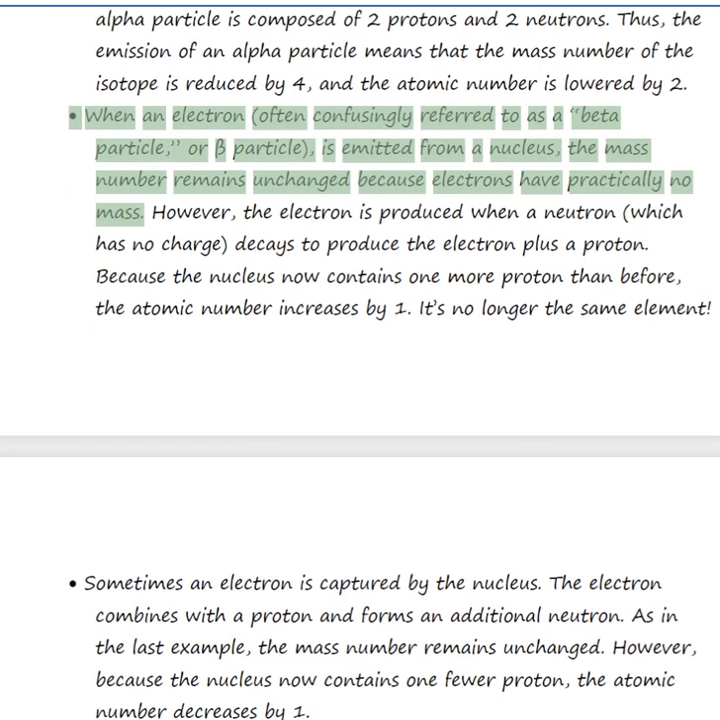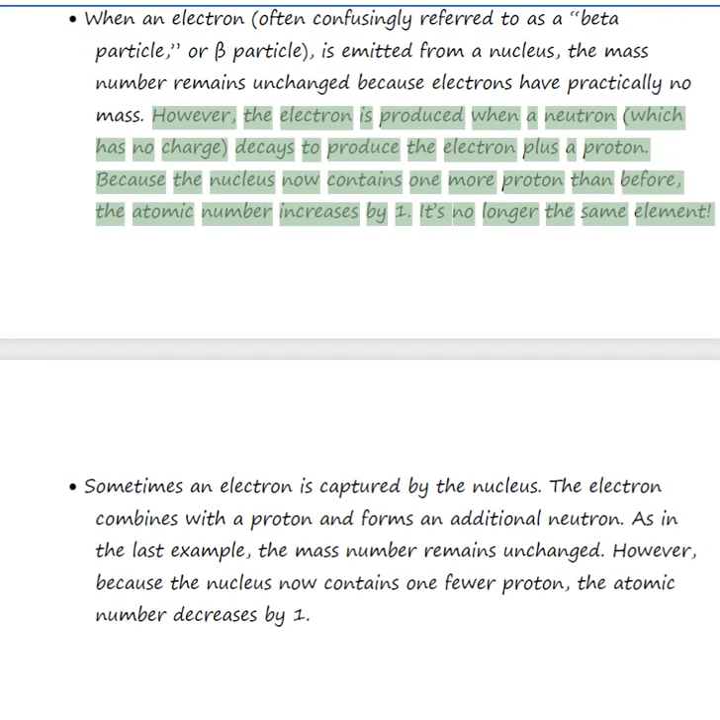When an electron is emitted from a nucleus, the mass number remains unchanged because electrons have practically no mass. However, the electron is produced when a neutron decays to produce the electron plus a proton. Because the nucleus now contains 1 more proton than before, the atomic number increases by 1. It's no longer the same element.